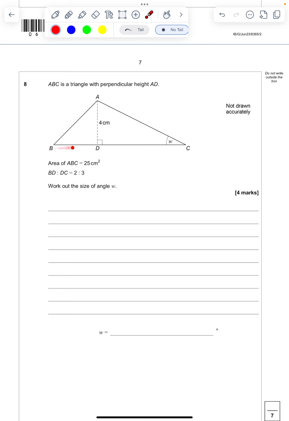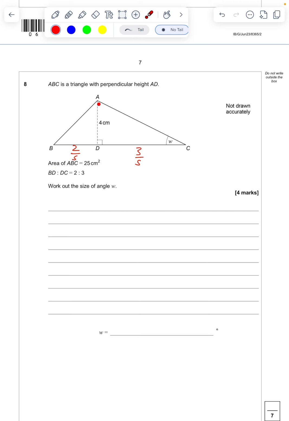BD to DC, so that's this one to this one, is in ratio 2 to 3. Now it's always good with these kind of questions. This is like 2 parts, and this is 3 parts, but it's 2 parts out of a total of 5, because 2 and 3 is 5. That's usually going to be quite useful.